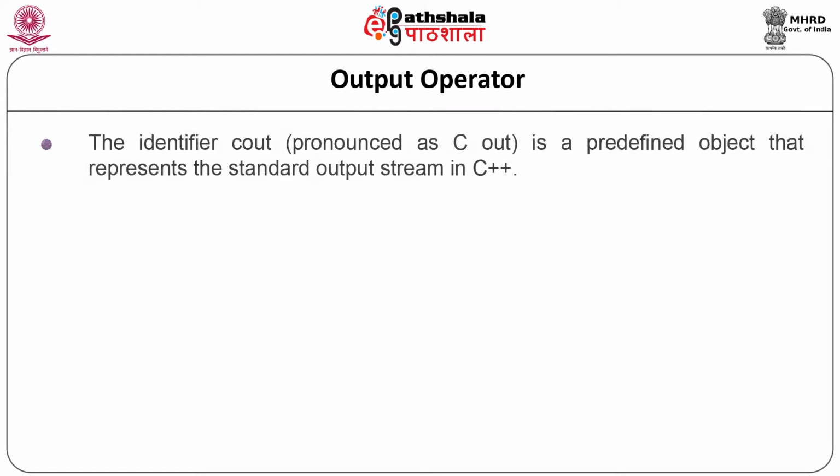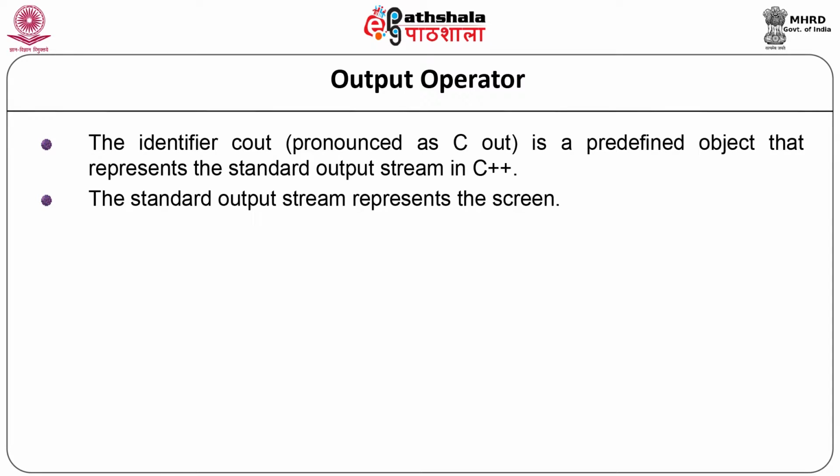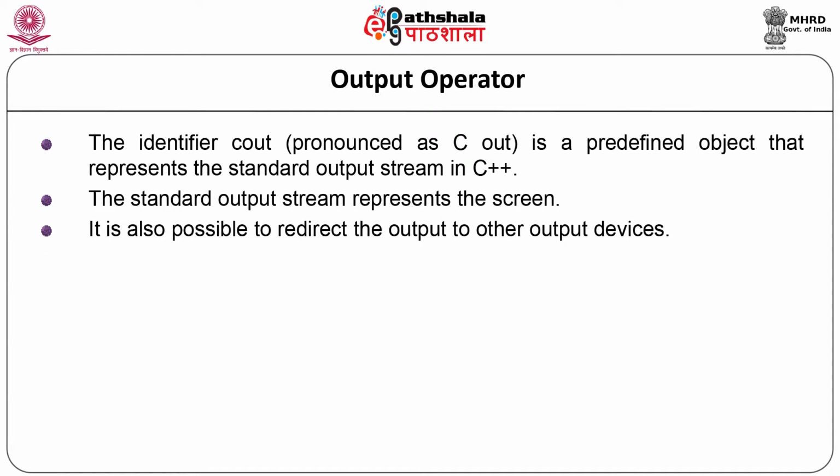The identifier cout is a predefined object that represents the standard output stream in C++. The standard output stream represents the screen. It is also possible to redirect the output to other output devices, such as files.